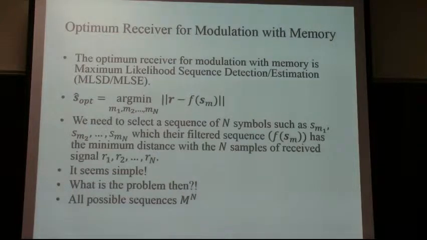You cannot just start searching between all of the possible answers, all of the possible sequences, and say, hey, this one is the nearest transmitted sequence. Suppose that for 8PSK signaling, M is 8, and it is M to the power of 158. It's not possible.